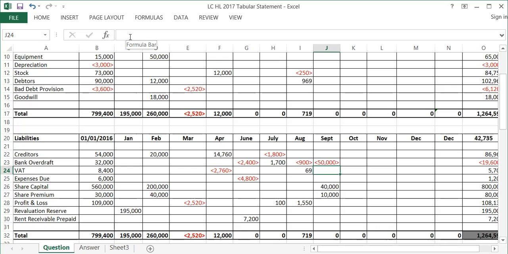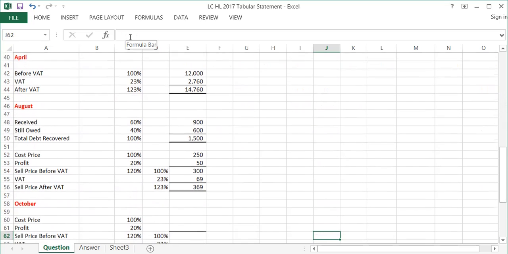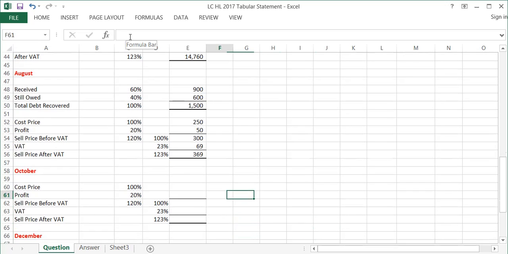October. Okay, so October, goods previously sold for 738 by Delaney were returned. So these are sales returns. The figure includes VAT at 23% and a markup on cost of 20%. Delaney issued a credit note for 700 due to a delay in returning these goods. So we're not going to give them back the full amount of the goods. So again, I think we're going to need a bit of a working for October.